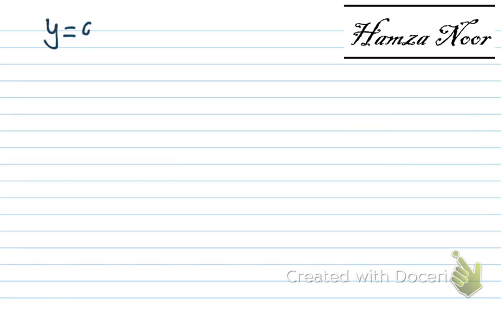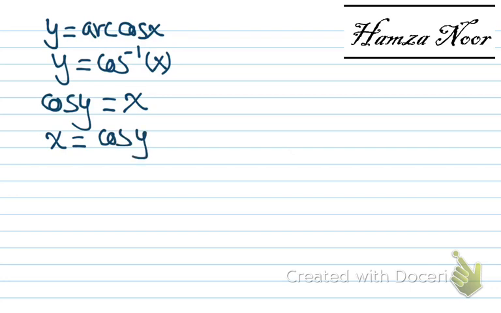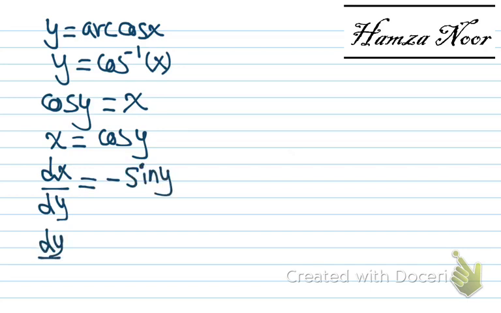y is equal to arccos x, which simply means y is equal to cos inverse x. So this can also be written as cos y is equal to x. So you can say x is equal to cos y. Same thing. So when you differentiate this function, dx over dy will be equal to minus sine y. So this means dy over dx will be equal to minus 1 over sine y.